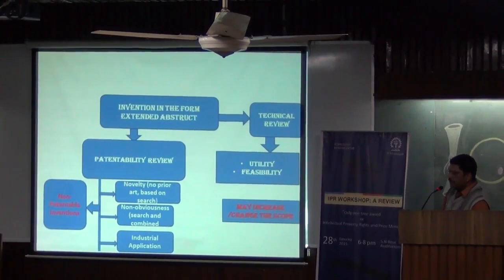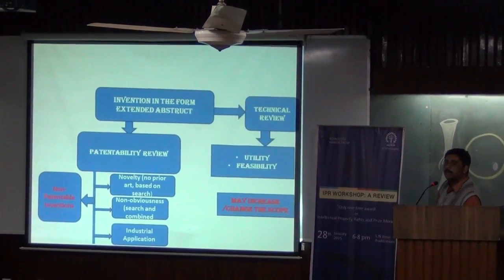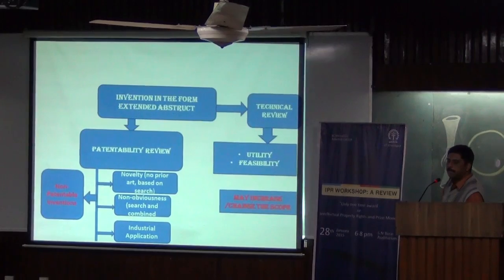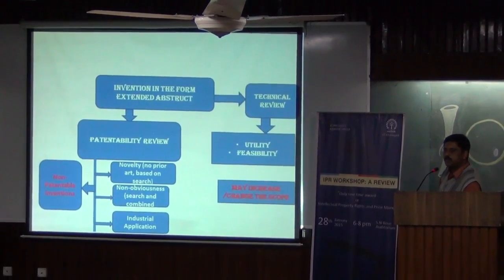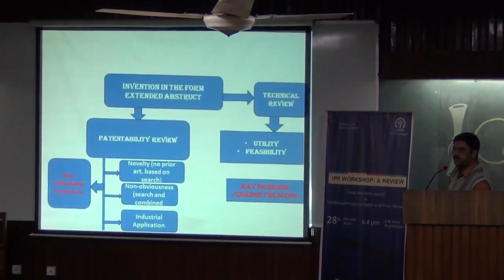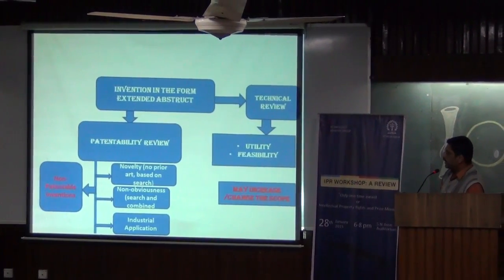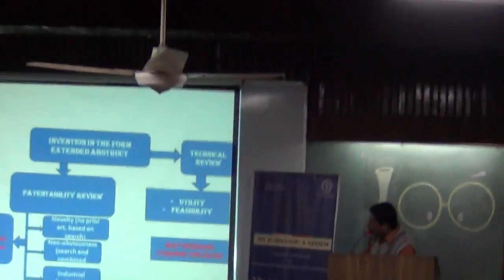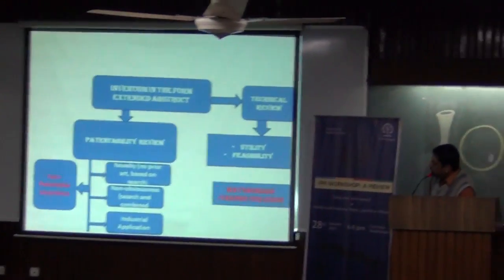Then industrial application is another criterion for an invention to get a patent. This criterion applies almost throughout the world, but standards may differ from jurisdiction to jurisdiction. So those are the 3 criteria that our legal group takes care of, just like another group takes care of the 3 criteria.